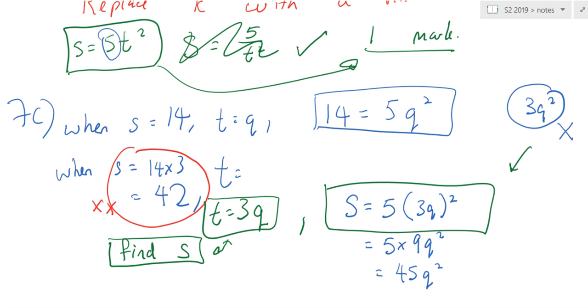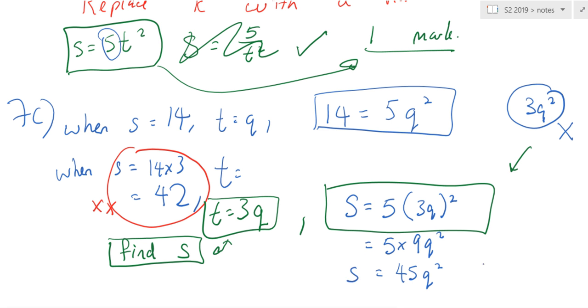Because now the time taken is 3 times as long. If the time taken is 3 times as long, can the s still be 14? When the time is q, s is 14. When the time is 3 times as long, the s must change. Do you agree? But change to a different number. Do you agree? Right. Do I answer your question? But the answer cannot be 45q squared. The answer must be a number. So how do I proceed? I need to find a number. That means I need to replace q squared with what? With a number. Do you agree?